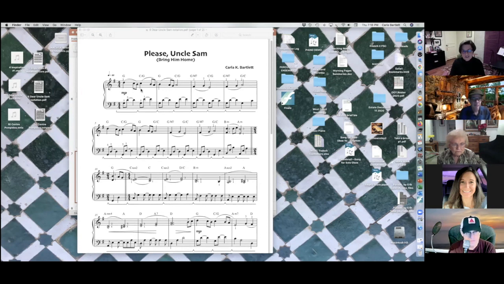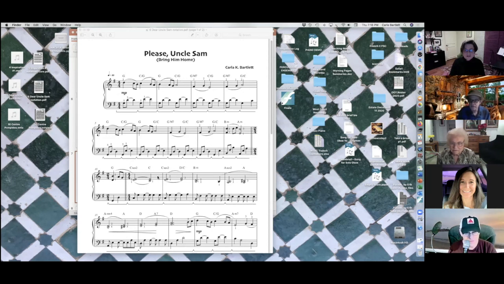Please, Uncle Sam, Uncle Sam, Uncle Sam, bring him home, bring him home. So you can point that out to the student, and the repetition inside the phrases creates a kind of pleading. The harmonic suspensions later in the piece provide a yearning for the tension and the release of the harmony.